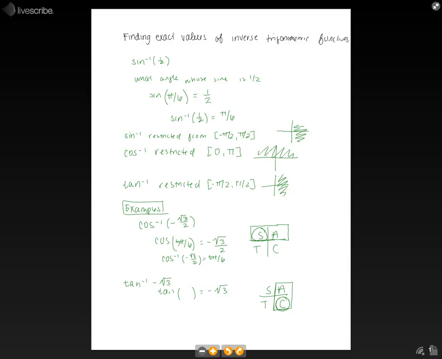So we know that the reference angle, because of the square root of 3, will be pi over 3, so we will have 5 pi over 3. So the inverse tangent of negative square root of 3 is equal to 5 pi over 3.